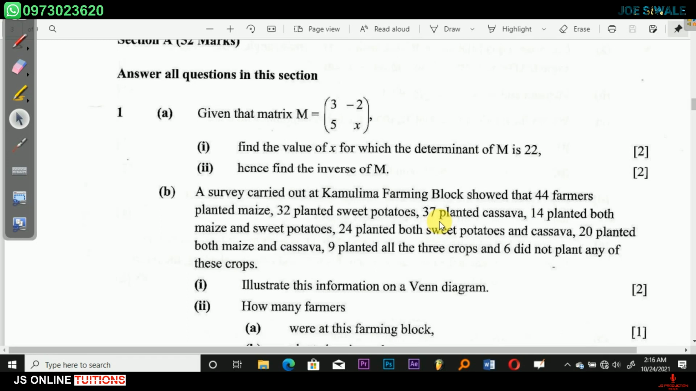Today we're going to be looking at the answers of Mathematics Past Paper 2 of 2017. So we're going to look at section A. So we're going to start with question 1A.